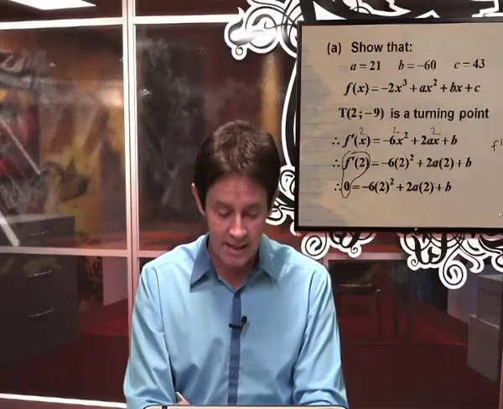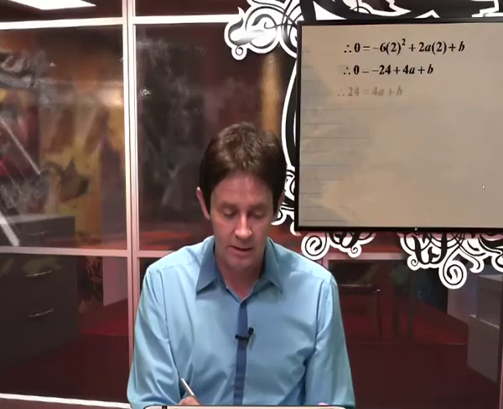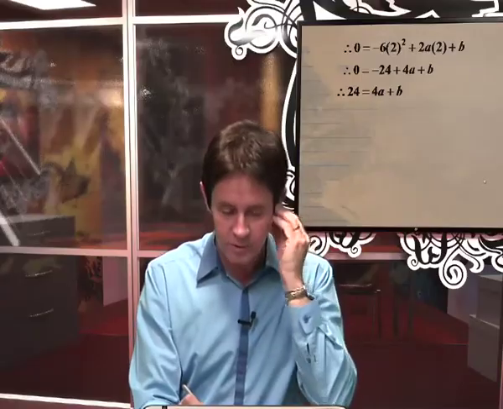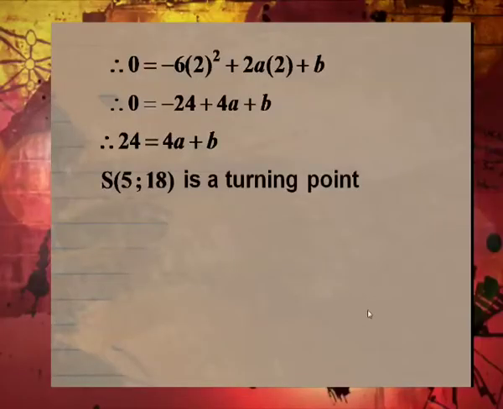Okay, so let's tidy this equation up. And what do we know? Okay, we've got that, so it gives us negative 24 plus 4a plus b. Now, that's great. Let's leave it at that. But what else do we know now? We can say 24 is equal to 4a plus b, which is cool. And then we also have another turning point. But what was that? That was the maximum one.